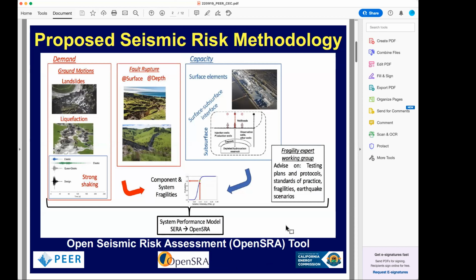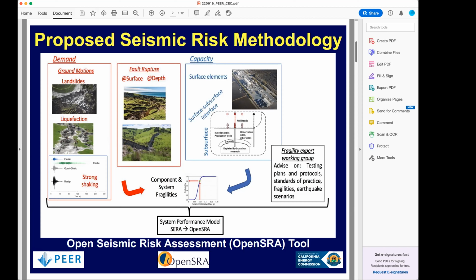Within the seismic risk methodology, these are some of the items that we have been incorporating into OpenSRA. From the demand side, it deals with ground motion, landslides, and liquefaction. We also handle fault rupture, both at the surface and at depth. And then we have a number of different capacity elements from gas storage and transmission and distribution systems, including right now modeling McDonald Island and Honor Rancho gas storage facilities in depth. We also have a couple of validations for pipelines within California.